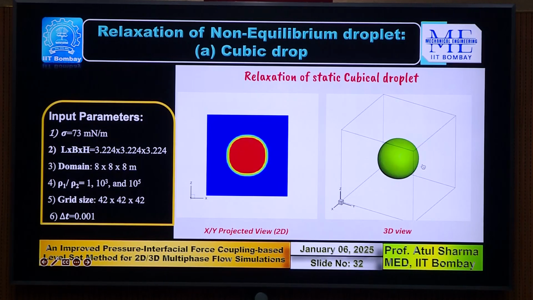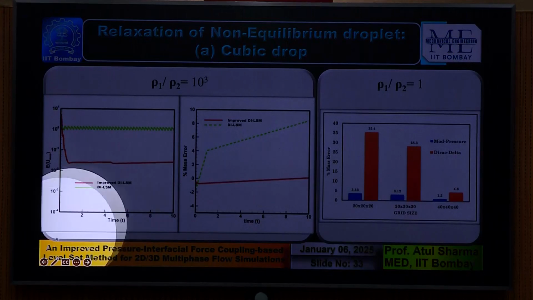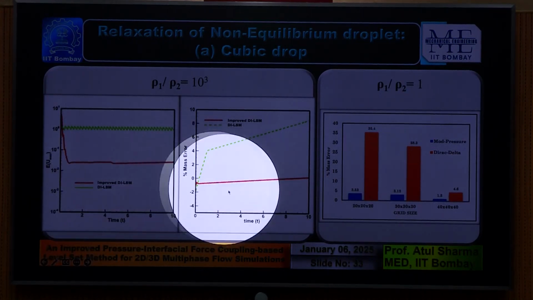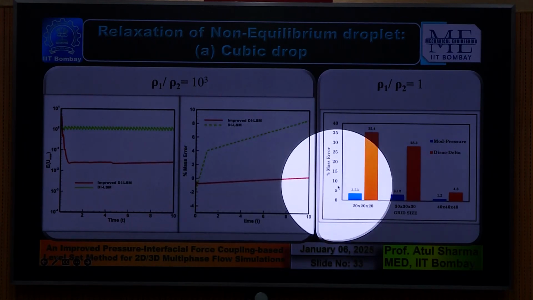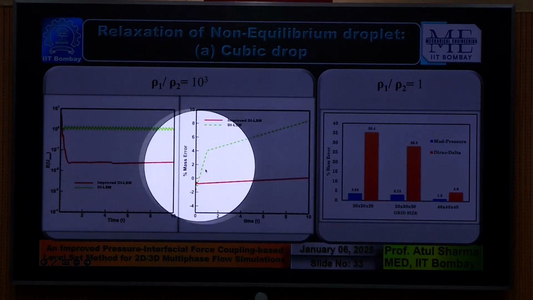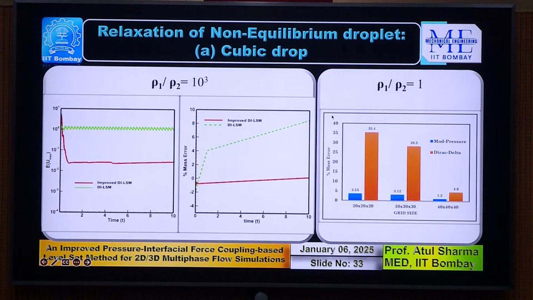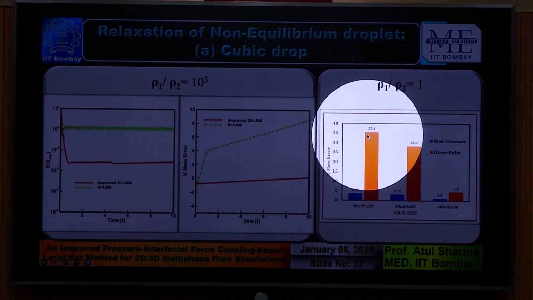These are the 3D simulations we have done for the cubic droplet, and here again you can see that with respect to time, the improved method has much smaller Umax, and you can see the mass error. Mass error is maybe slightly more than 1%, and it is not varying much. Whereas here, with respect to time, it is increasing from 4% to maybe 8%.